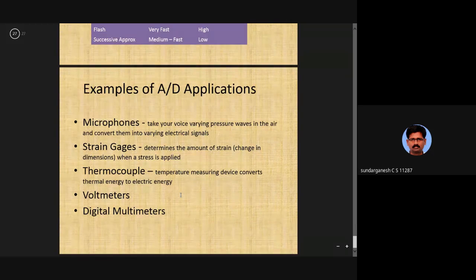So examples of ADC applications are microphones. It takes your varying pressure voice in the air and converts it into electrical signals. Strain gauges convert the amount of strain when a stress is applied. Thermocouples are temperature measuring devices that convert thermal energy to electrical energy. Voltmeters, digital multimeters, and so on.